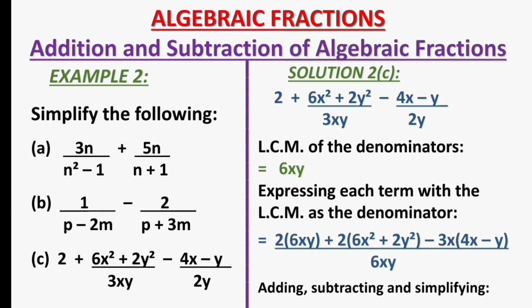Here we are going to consider the whole number 2 as a fraction 2 over 1. Expressing each term with the LCM as the denominator, we are going to have 2 into 6xy plus 2 into 6x squared plus 2y squared minus 3x into 4x minus y divided by 6xy. When you add, subtract and simplify the results, what will be your answer to example 2c? Let's see if you are right.